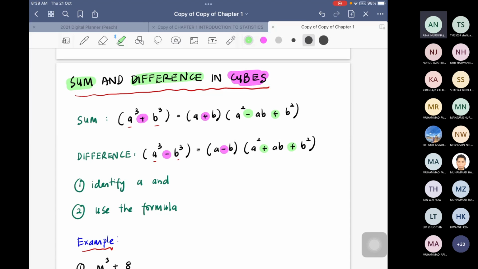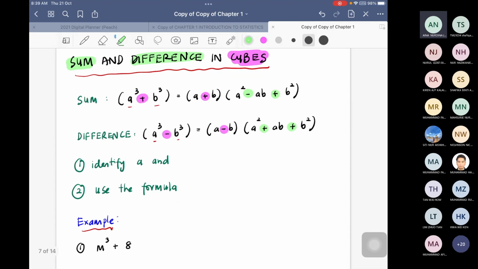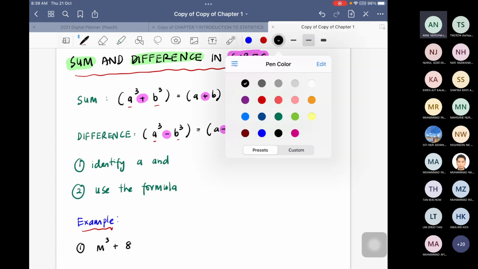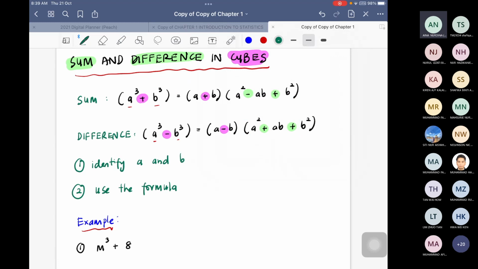But the idea of how to do this factorization is going to be the same as what we have seen before for the square case. The idea is exactly the same. So first, what you have to do is identify the value of A and the value of B. After you have made them in the form of cube, then you identify the value of A and B. And after you have identified the values of A and B, then we substitute them into the formula.